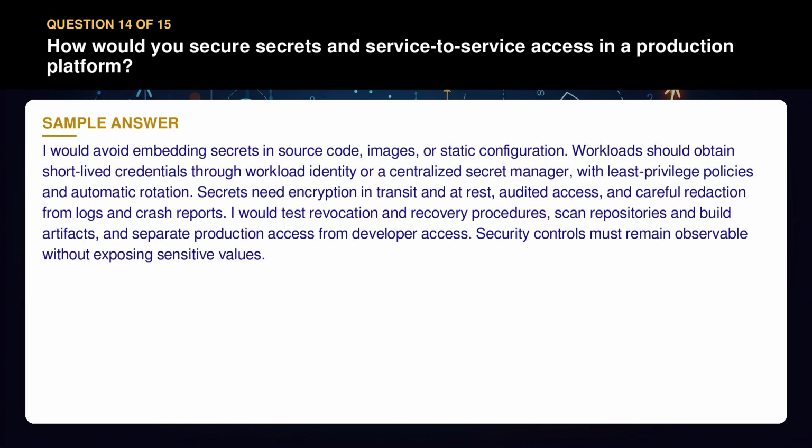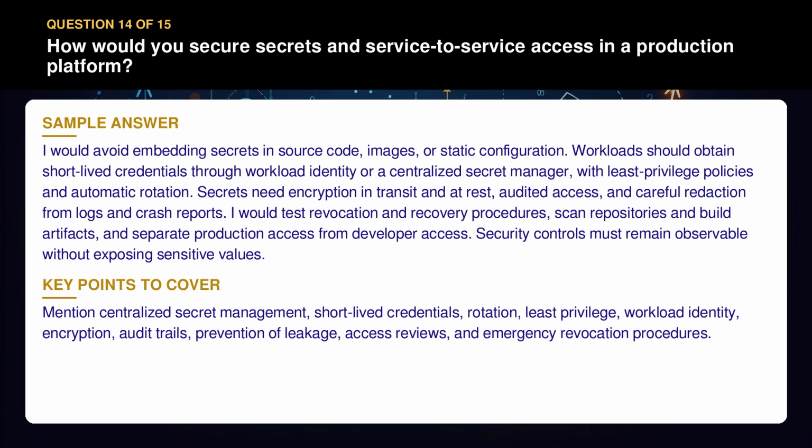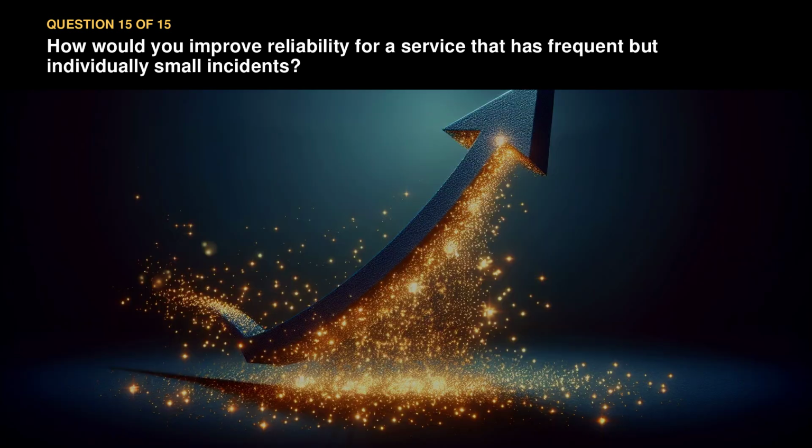I would test revocation and recovery procedures, scan repositories and build artifacts, and separate production access from developer access. Security controls must remain observable without exposing sensitive values. Mention centralized secret management, short-lived credentials, rotation, least privilege, workload identity, encryption, audit trails, prevention of leakage, access reviews, and emergency revocation procedures.